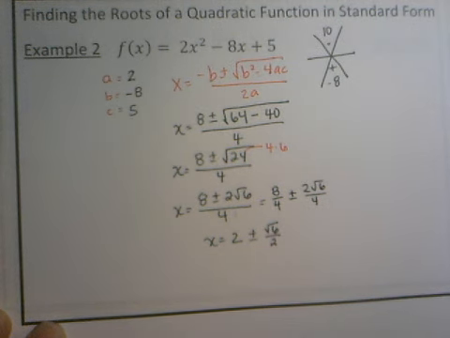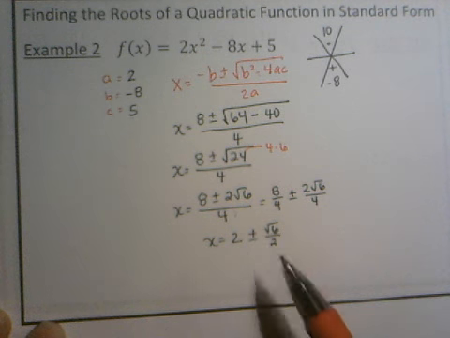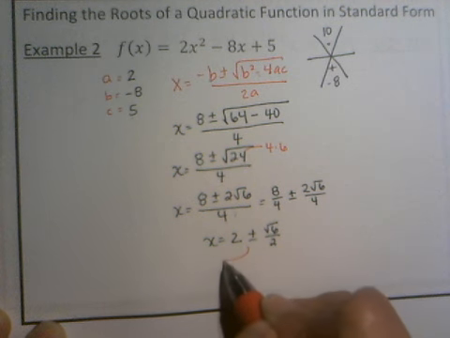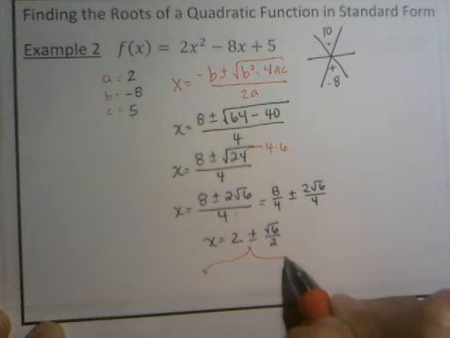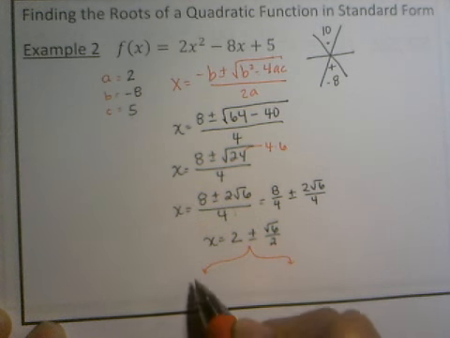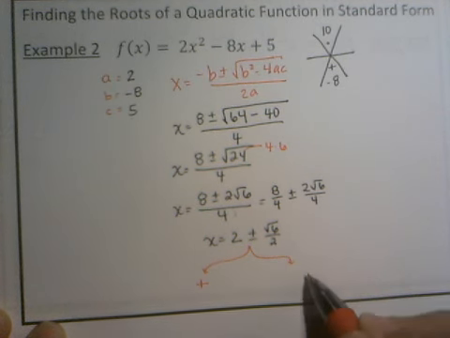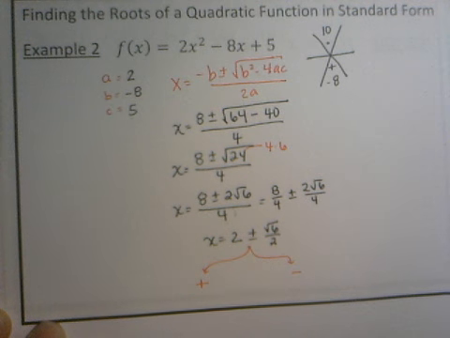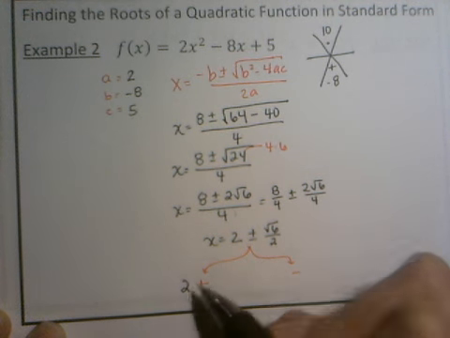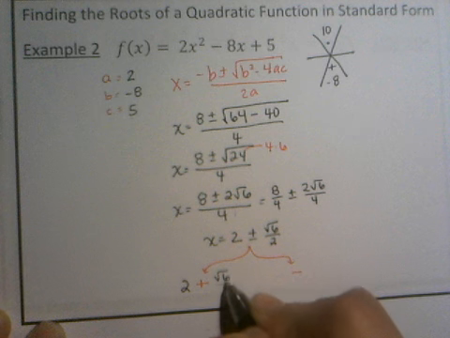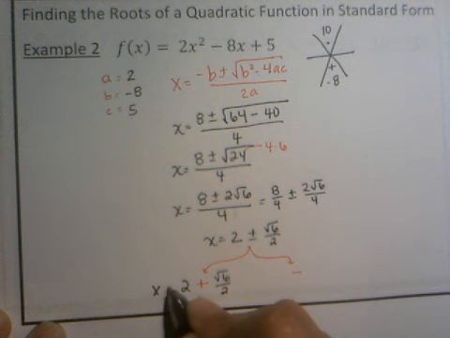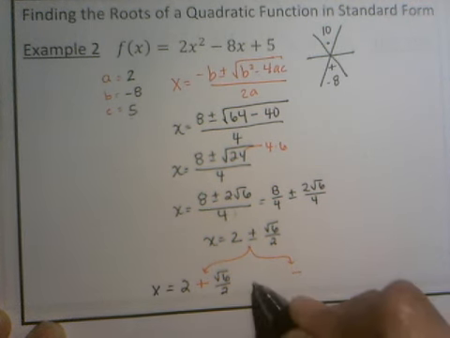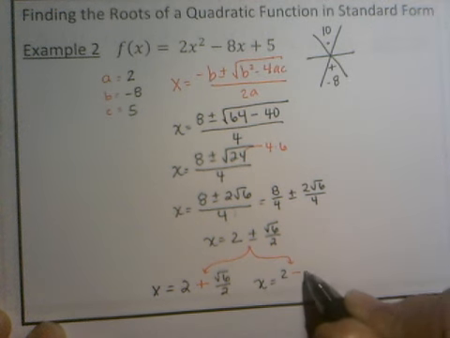The last thing that you have to be careful with is this plus or minus symbol is telling you that there's actually two answers here, and the best thing to do would be to split them out so you can see really clearly that we do have two roots. The first one is 2 plus root 6 over 2, and the second one is 2 minus root 6 over 2.